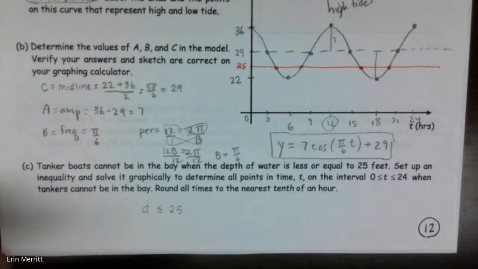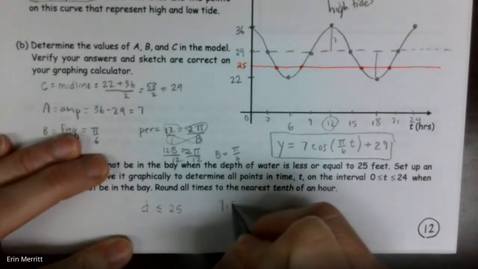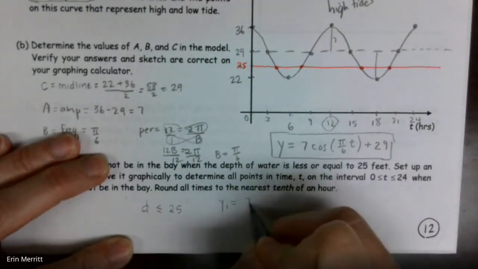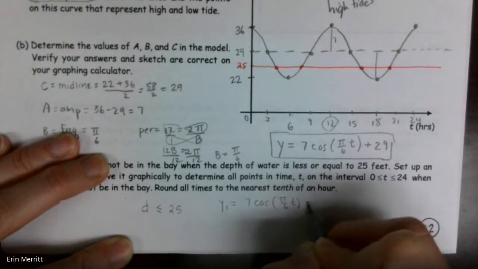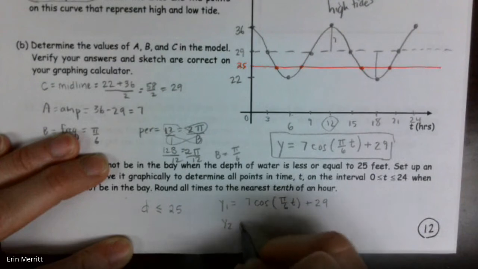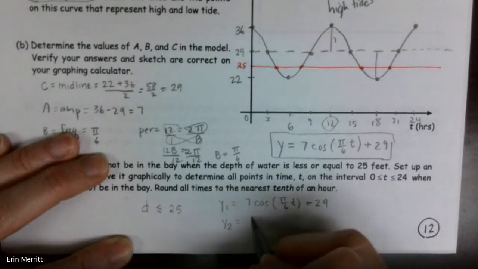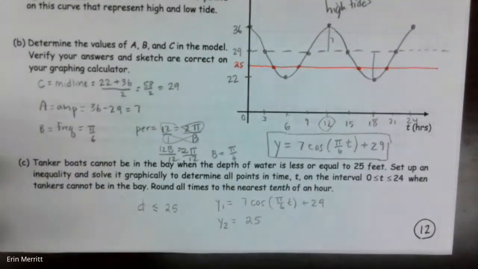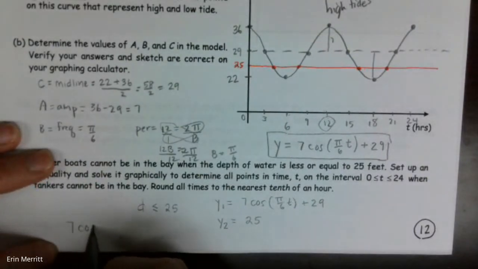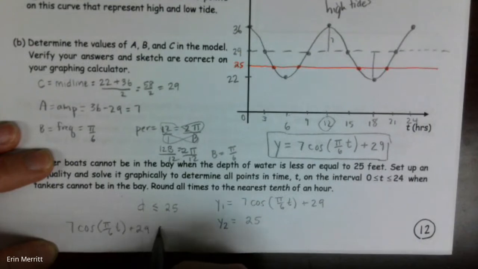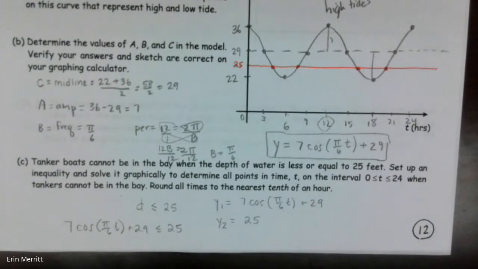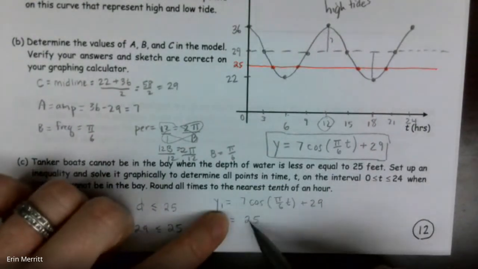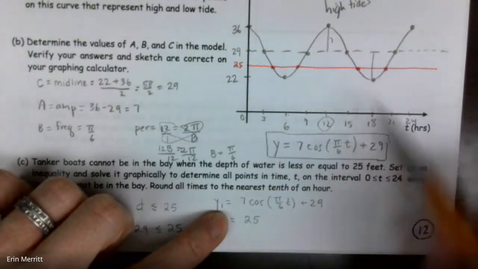To be able to do that, this is where we can use the calculator. Into y1, we're going to put the equation we came up with, so 7 times the cosine of pi over 6 t plus 29. And into y2, we can put 25. Because what we're actually solving for is when this is less than or equal to 25. We want to figure out when that's occurring. So if we can figure out where they intersect, we can see the little gaps at where that's going to happen.